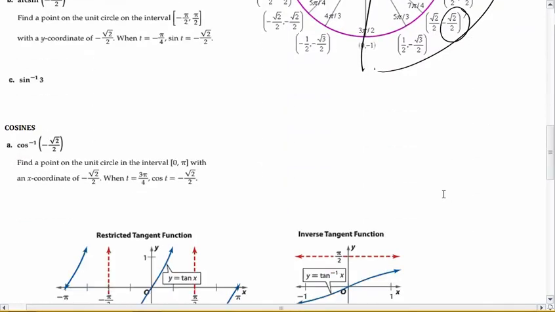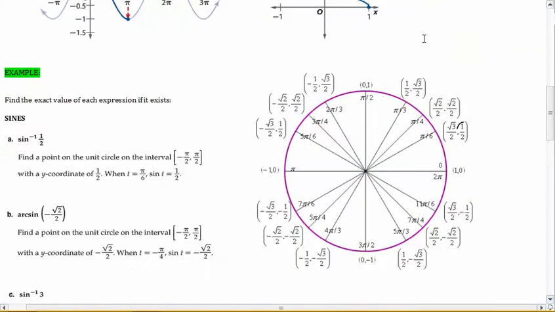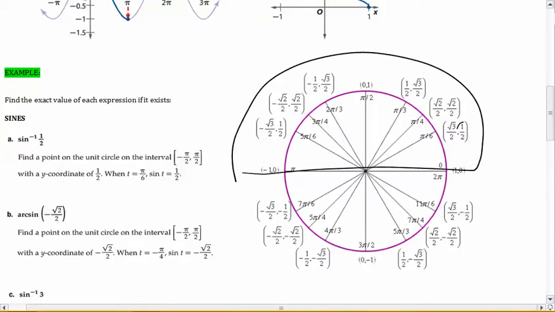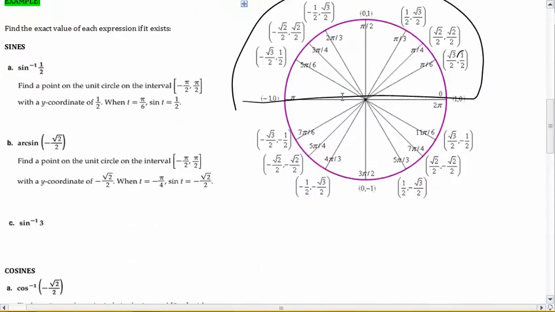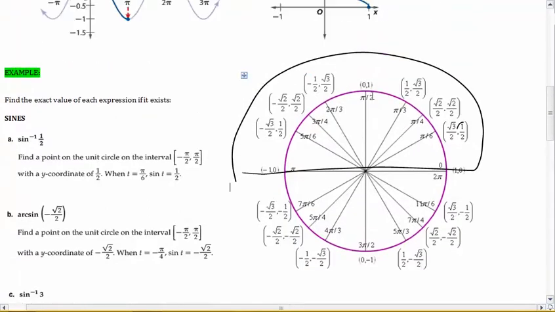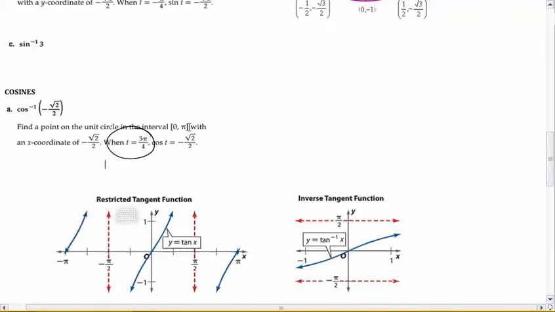So let's move on to cosines. This is going to work the same way, where it says cosine inverse of -√2/2. So now for cosine, we are considering just this half. These will give us all unique values for the cosines. We're going to have our positive x's and our negative x's, and that'll be the easiest way to get that, so that's where our restricted cosine is. So we're looking for -√2/2 for our x. Where do we get a -√2/2 for our x? It happens right here at 3 pi/4. So that would be your answer: 3 pi/4.